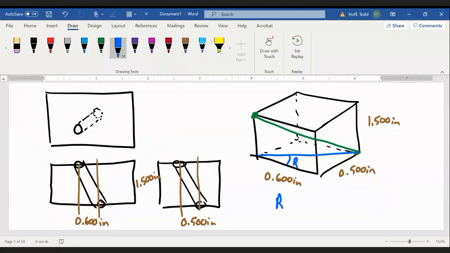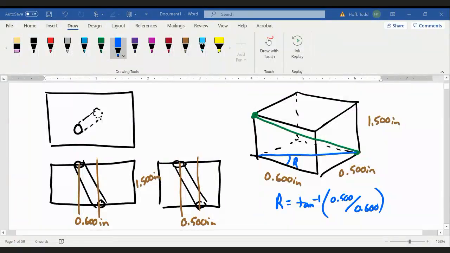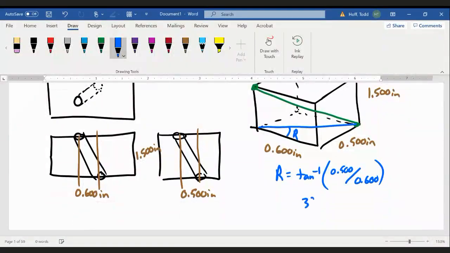So our rotation is still just the inverse tangent of the 0.5 over the 0.6. Again, it's in a different corner than what we're used to seeing it, but it's still the same concept using the same dimensions. Inverse tangent, 0.5 divided by 0.6: 39.81 degrees. That's my angle of rotation.